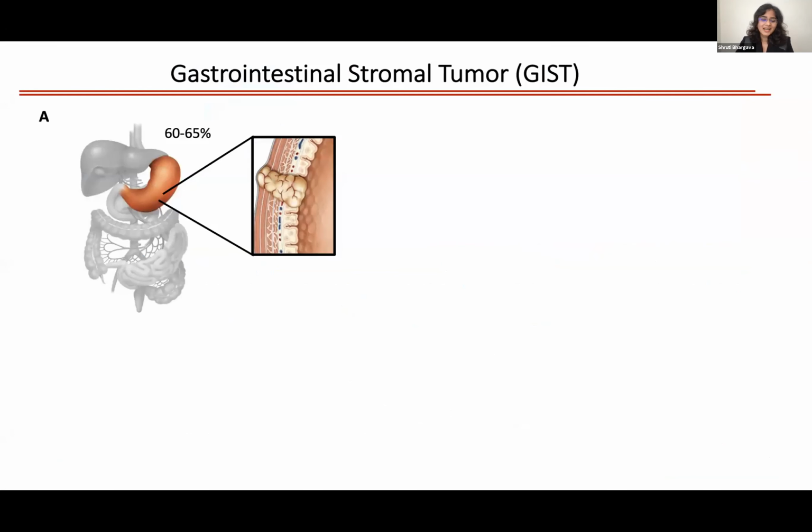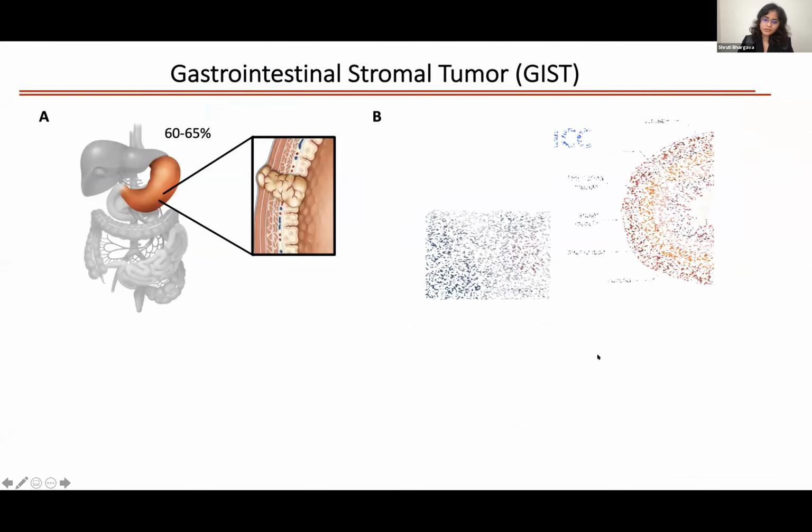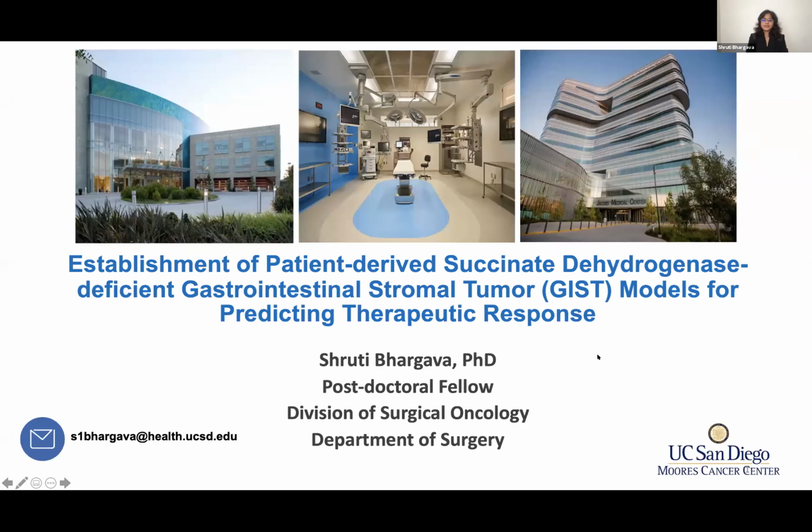I'm Shruti Bhargava. I'm a postdoctoral researcher at University of California, San Diego, and I'm working with Dr. Jason Sicklick. I'm going to talk about my project, which revolves around establishment of patient-derived succinate dehydrogenase deficient GIST models for predicting the therapeutic response.